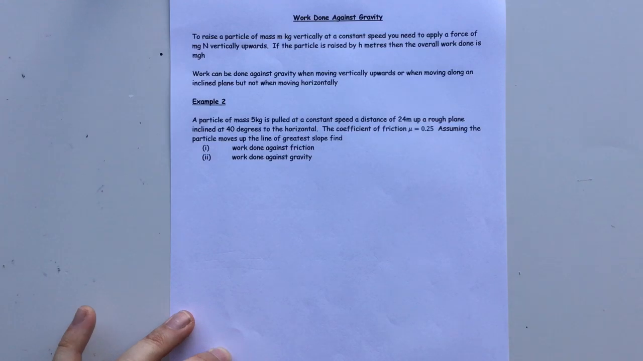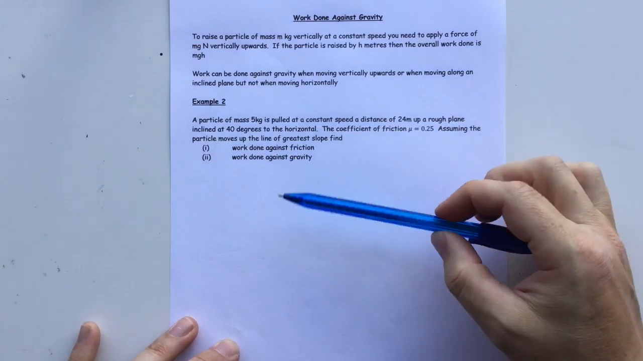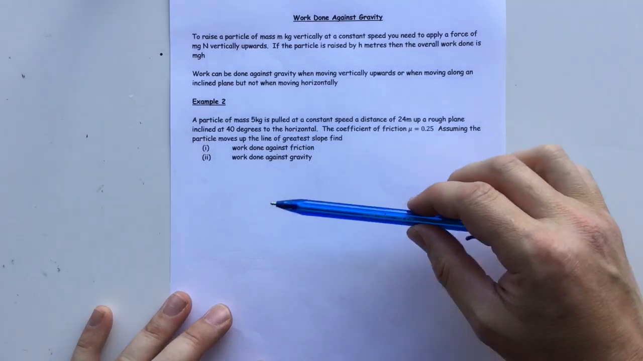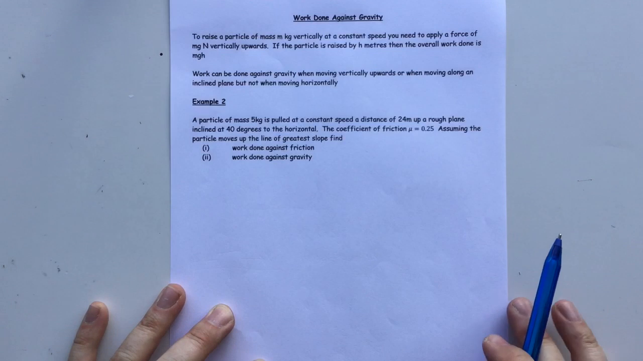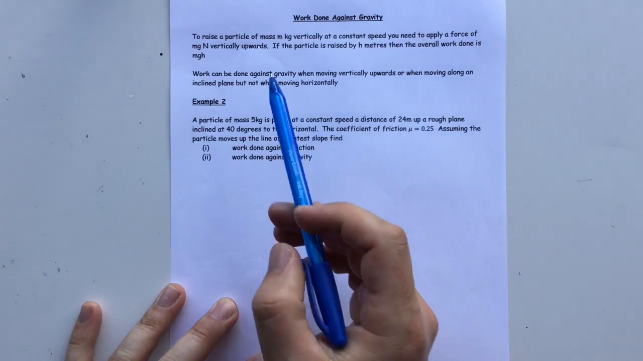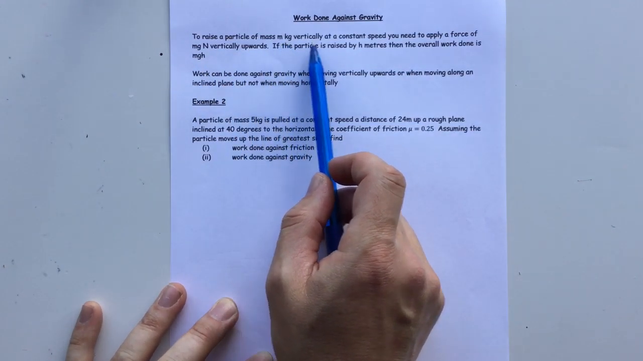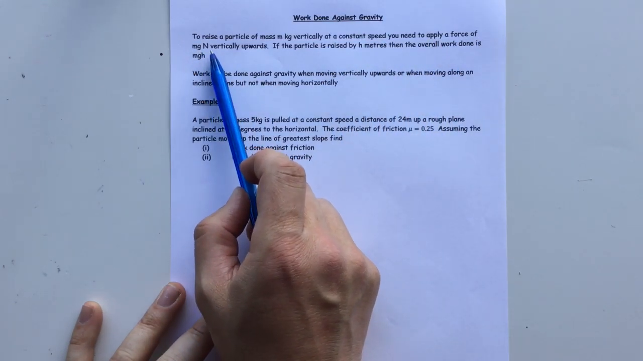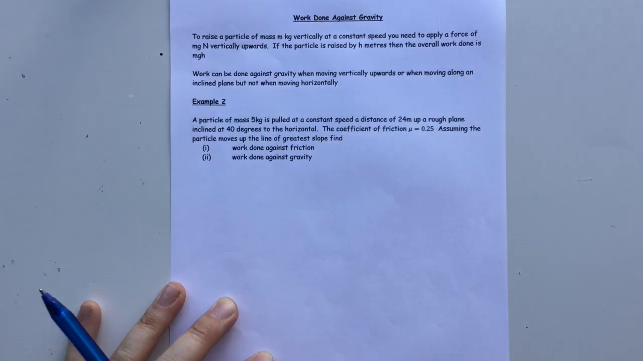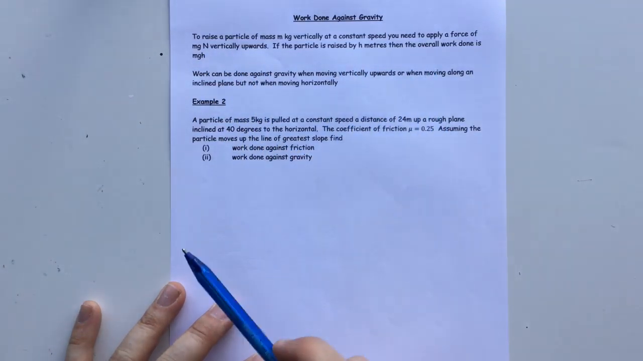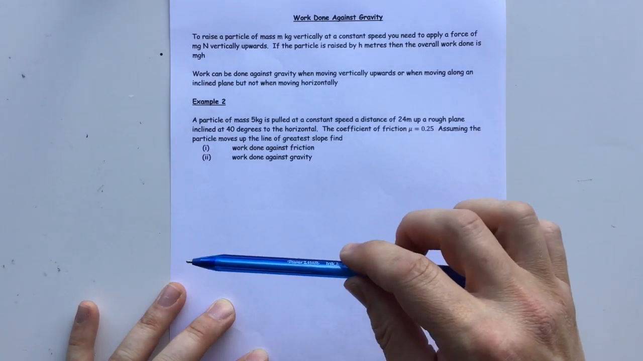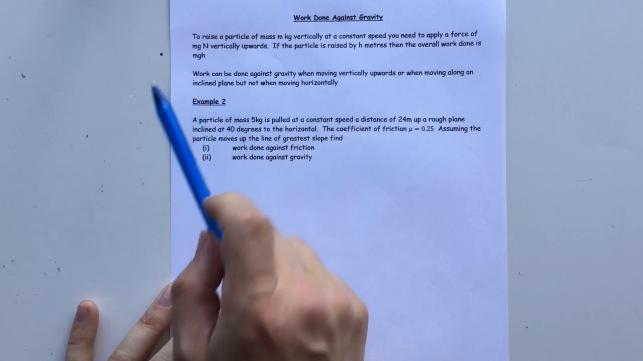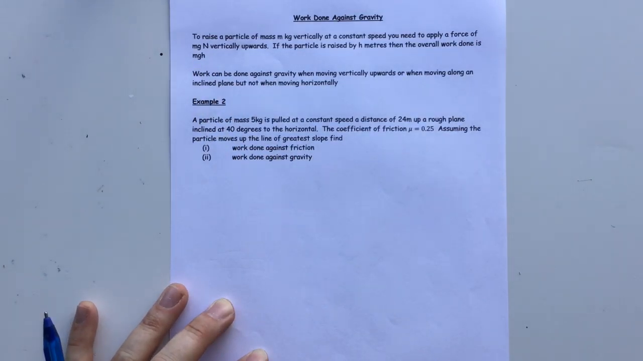Second main type of work done that we do is work done against gravity. When we pull something vertically up, then we have to do work to make that object move upwards. It takes effort to do that. To raise a particle of mass m kilograms vertically at a constant speed, you need to apply a force of mg newtons vertically upwards. If the particle is raised by h meters, then the overall work done is the force mg times the distance h, and so the overall work done is mgh.